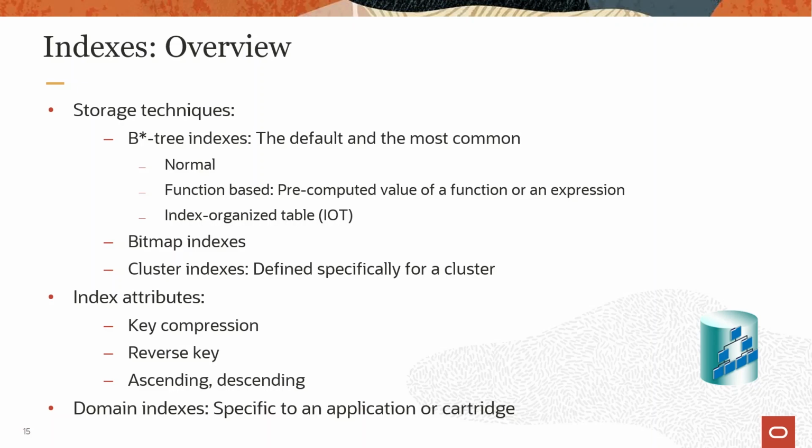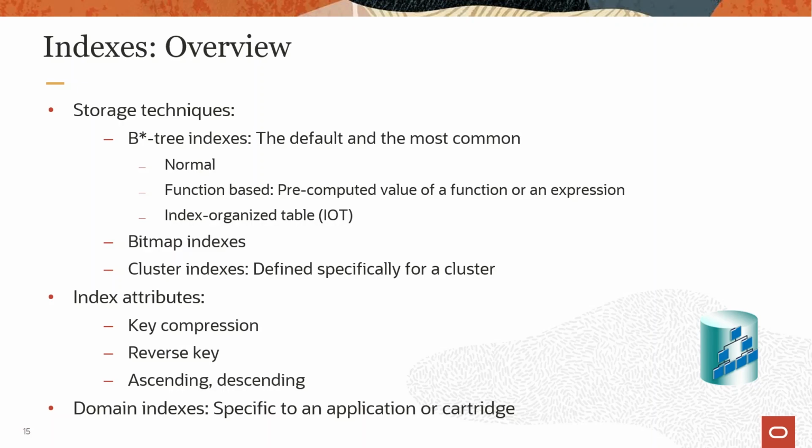You can even create index organized tables, which is a table that stores its row data inside an index-like structure. Also, when creating B-tree indexes, you can choose to create reverse key indexes, and you can also ask the B-tree index to store the index values in descending order. The default order is ascending. Next to the B-tree indexes, you can also create bitmap indexes.